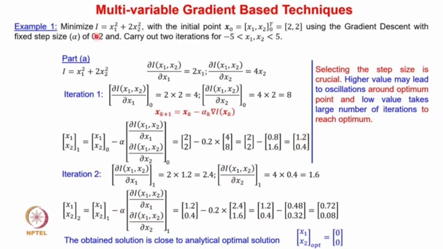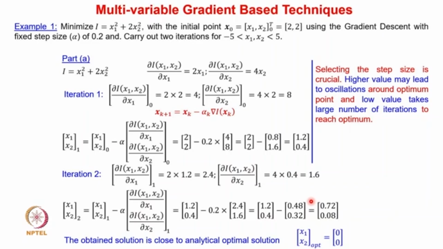Alpha, the step size, we are using as a fixed value of 0.2, so 0.2 is multiplied by this gradient vector. The gradient vector in this case comes out to be 2.4 and 1.6, that is what we have written here. We can solve this matrix equation. So that becomes 0.72 and 0.08. So after the second iteration, this is the solution we have obtained.